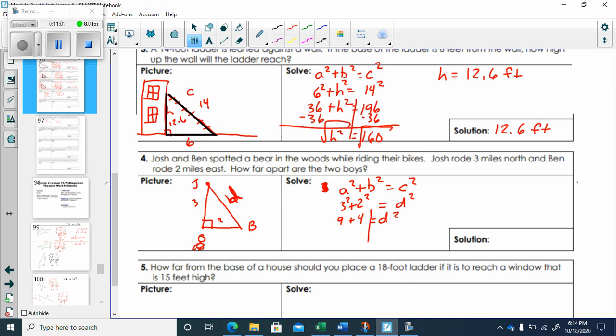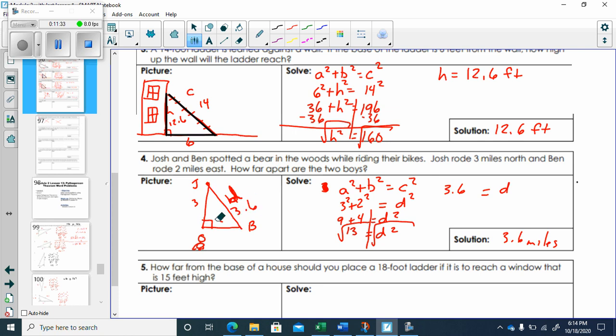Now look, we need to collect these like terms before we cross the equal sign, right? 9 plus 4 is 13. We're solving for D, not D squared, so we take the square root of both sides. D is the square root of 13. In your calculator, go second function, square root of 13, and you get 3.6. D is equal to 3.6 miles, right? Would that make sense? Let's look and see.